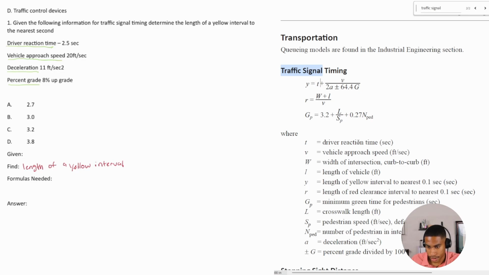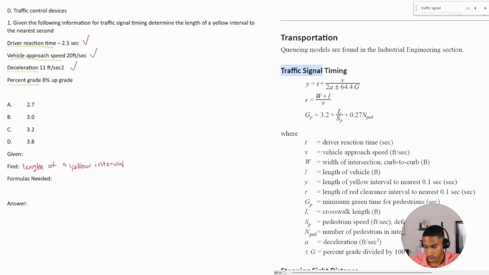So t is the driver reaction time. We have the driver reaction time. Next, we check for v. Do we have v? Vehicle approach speed. We have the vehicle approach speed. What about a? A is deceleration. We have deceleration, and then do we have g? G is the percent grade, and it's plus or minus.